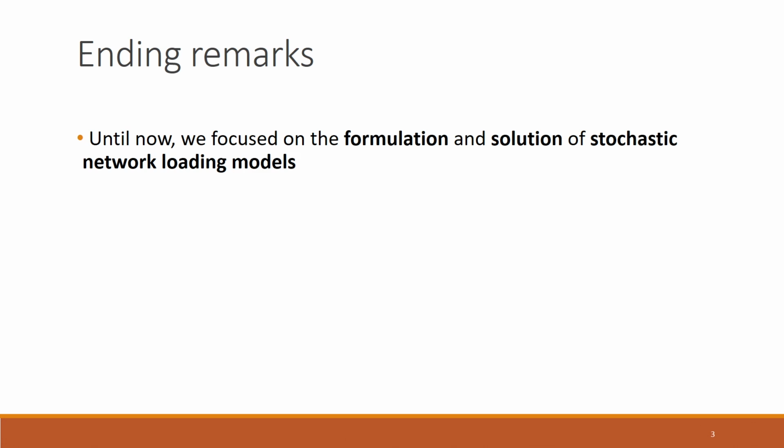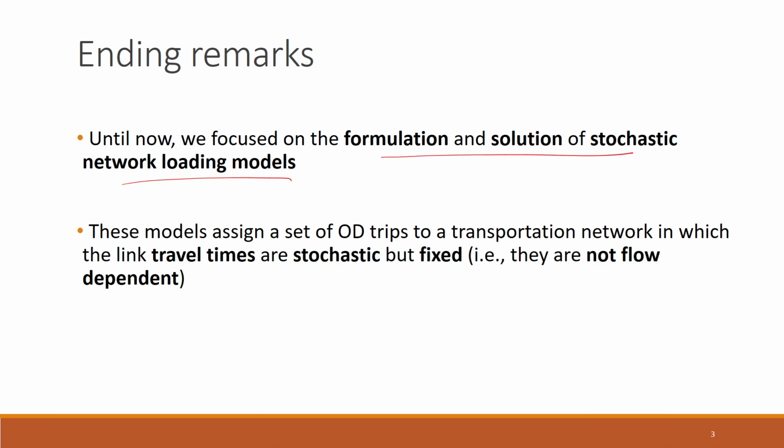So now we will be coming to some ending remarks here. So until now we have focused on the formulation and solution of stochastic network loading models. Okay. We saw different kinds of network loading models, the logit based loading model, then the Probit based loading model. And these models assign a set of OD trips to a transportation network in which the link travel times are stochastic but fixed. That is, they are not flow dependent. Okay. So although we allow the link travel times to be random in these cases, we do not assume that these travel times will be a function of the flow.